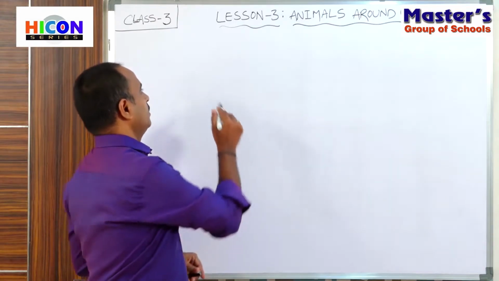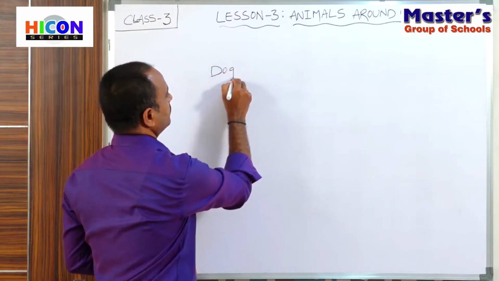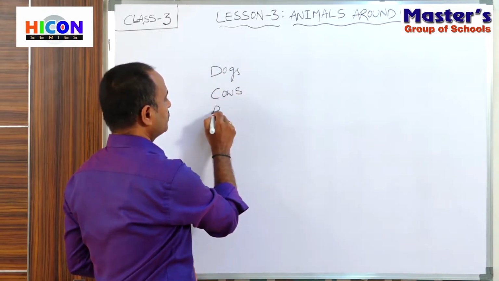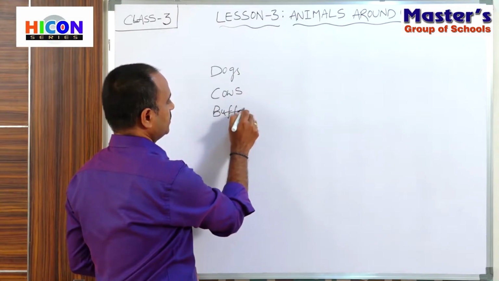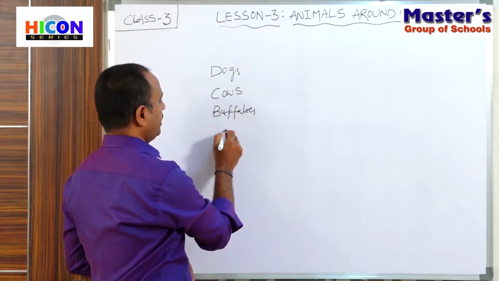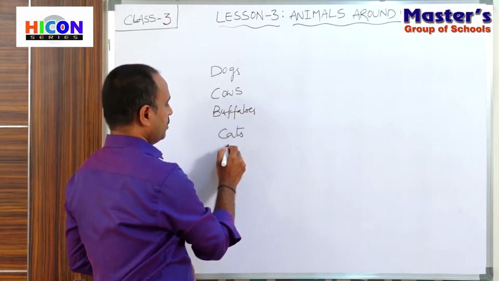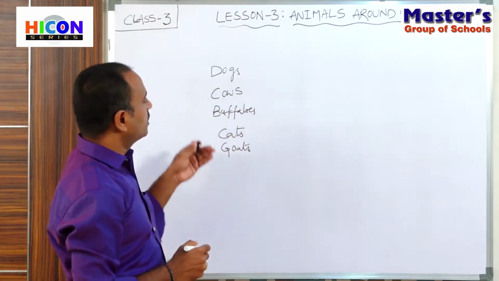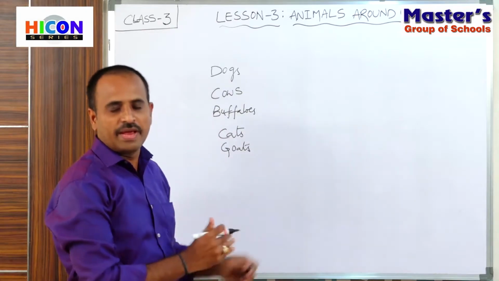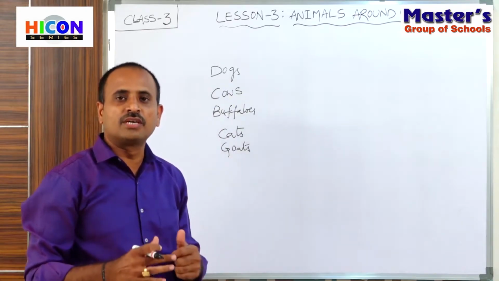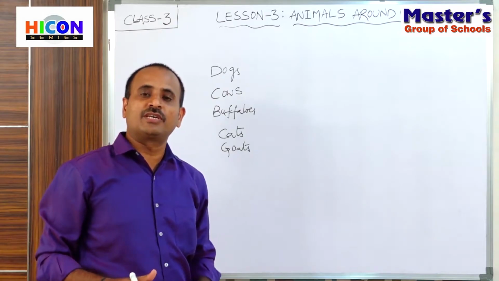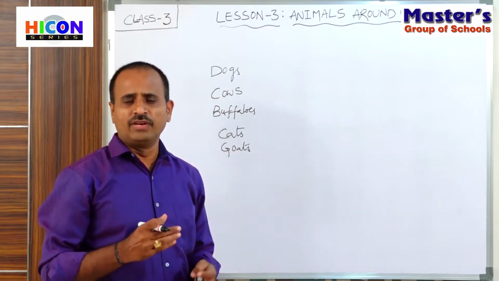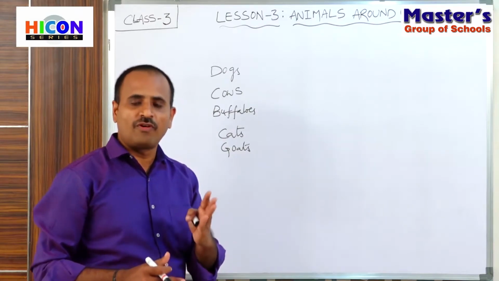For example, dogs, cows, buffaloes, cats, goats, etc. Children, these are examples of some animals which we will observe in our surroundings, especially in our villages and on the roadside. And we will observe some animals in the forest.